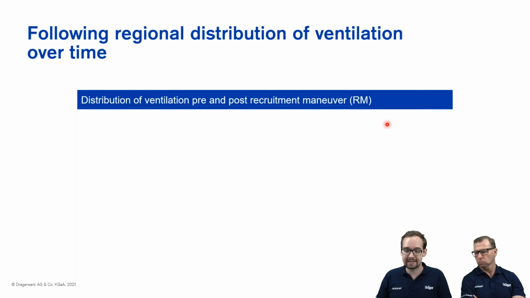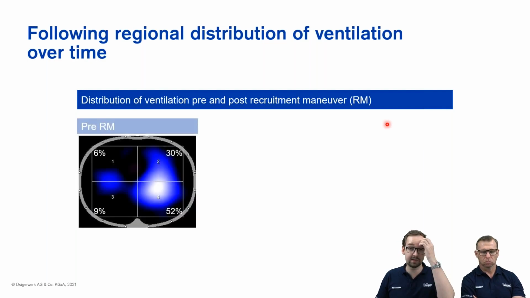So following a simple example, let's start with this. This is real patient data from a patient with pneumonia. When you look at this image, you can already see that there's a very uneven distribution. You see this is the right lung, this is the left lung. Almost the entire tidal volume, 82% of the tidal volume is going to the left lung. This is not physiological. So by looking at this picture, we can immediately already see there's something off with the distribution of ventilation.